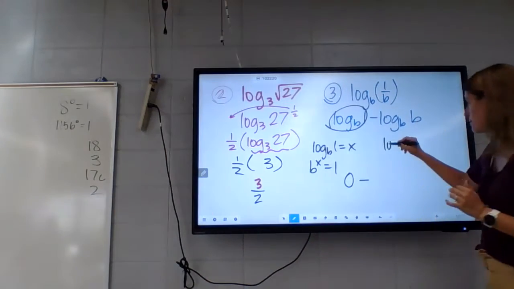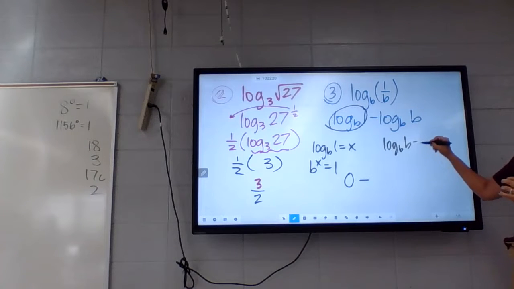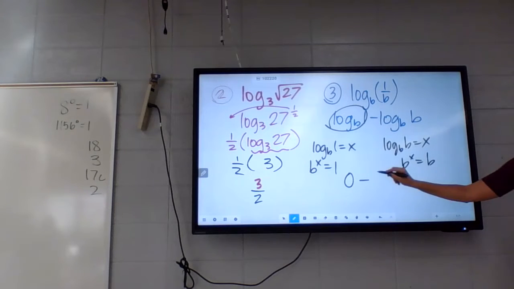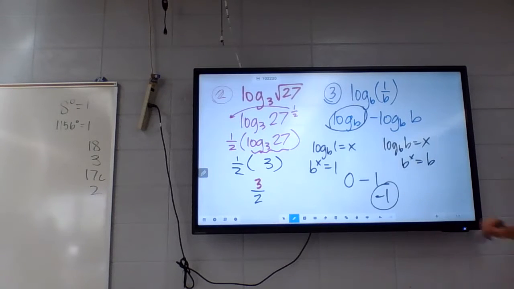Now this one, log base b of b, so we're saying b to the x should equal b, which means x would have to equal 1. So we have 0 minus 1, and in this case our answer is just negative 1.